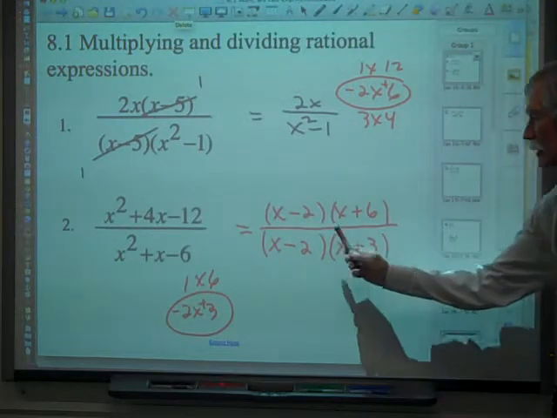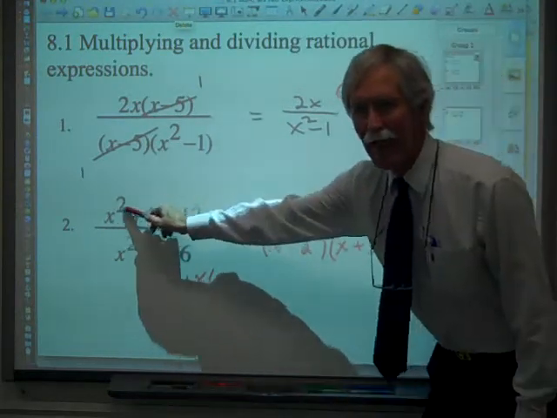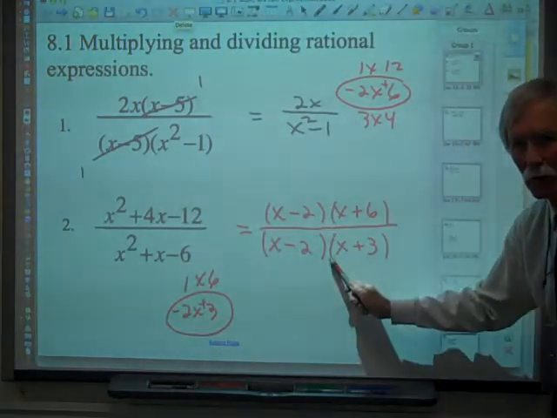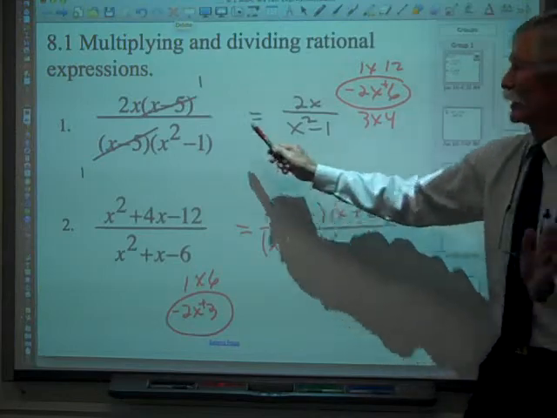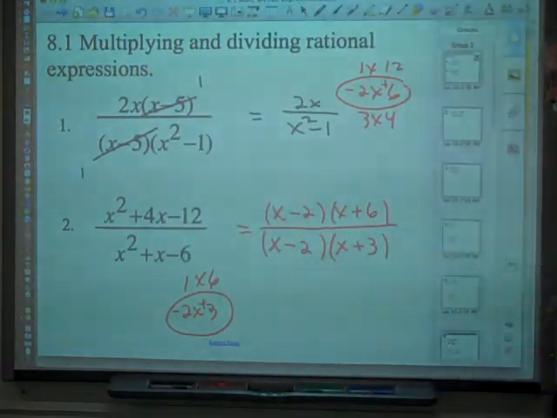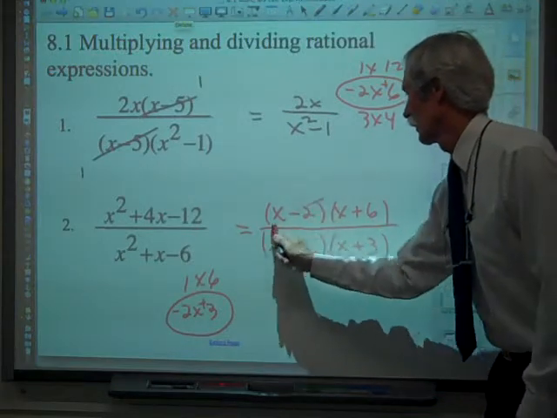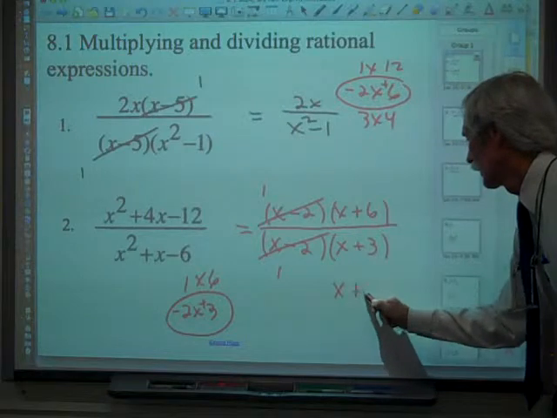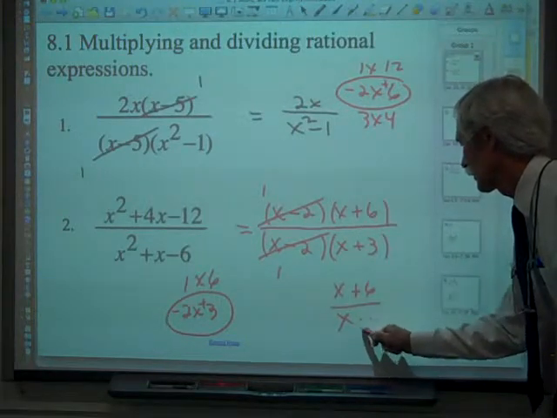And then what do we notice? We have turned an adding problem into a multiplying problem. And what did we say when it's all multiplying, multiplying? We can cancel nicely. And what can we cancel? That one. Yeah, that one. And what's left is x plus 6 over x plus 3.